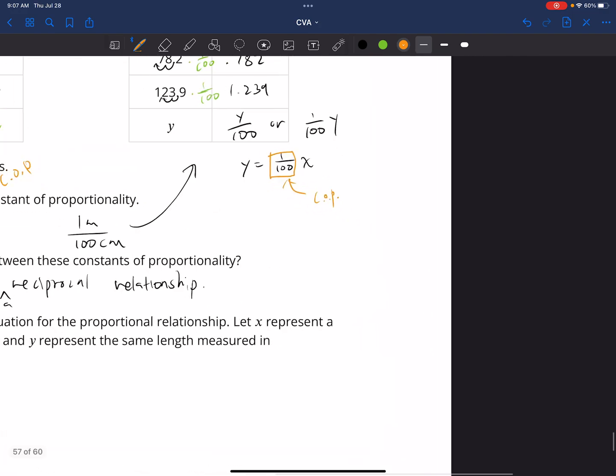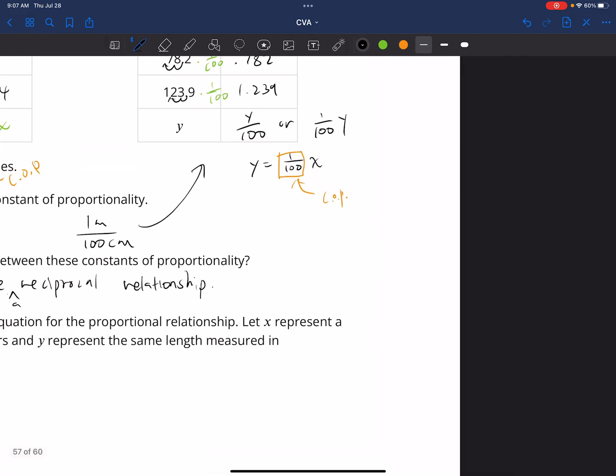Let's actually write that down. There are two constants of proportionality per relationship, and they are reciprocals of one another.